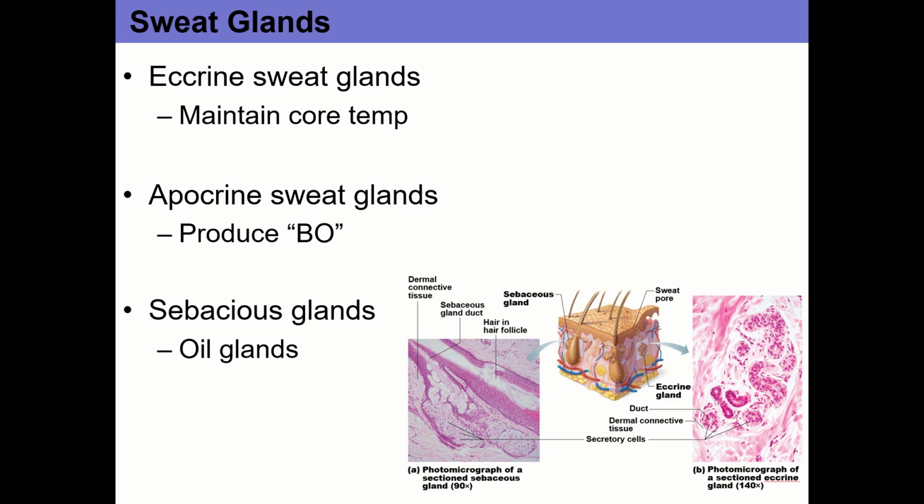Cool. So let's talk about sweat glands. So 3 kinds of glands that we're going to talk about. The first one, the eccrine sweat glands. Those are your primary sweat glands. We've got lots of those, several million of those. And their job is to maintain your core temperature.